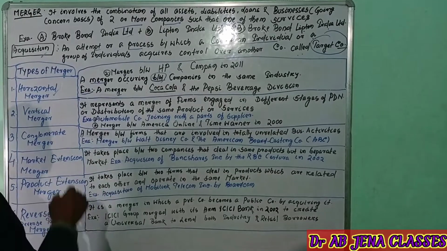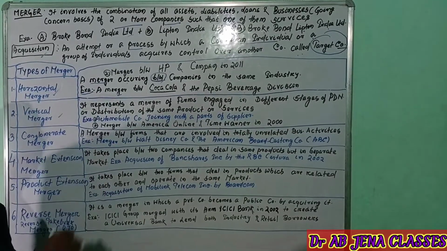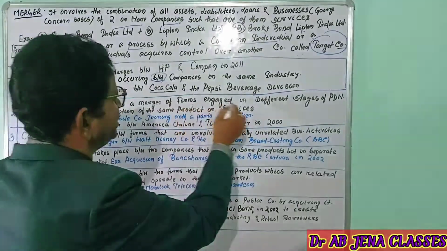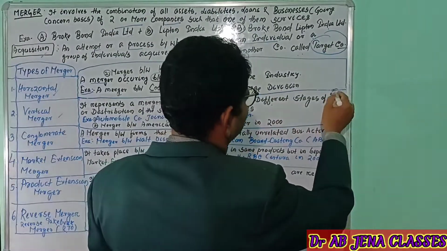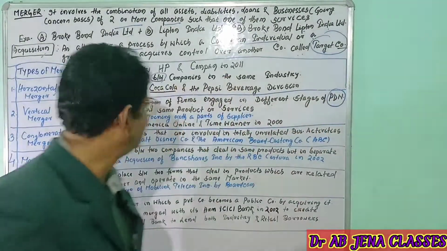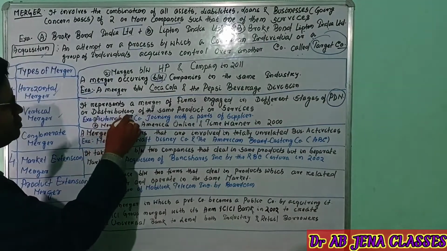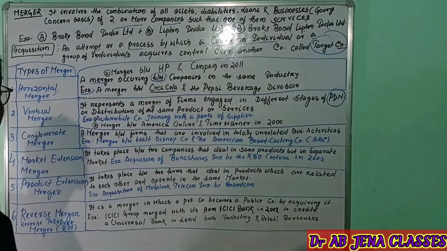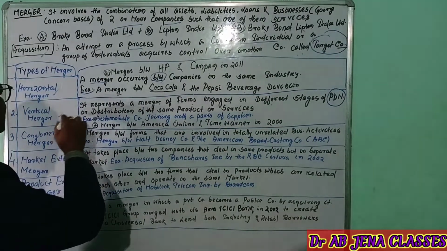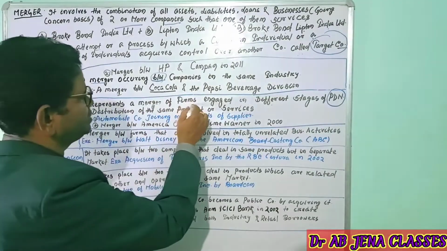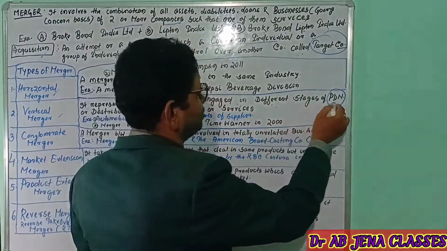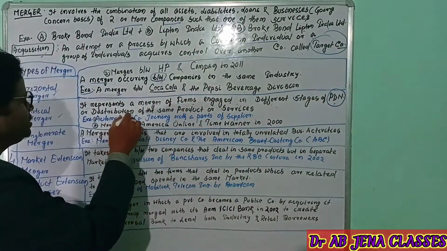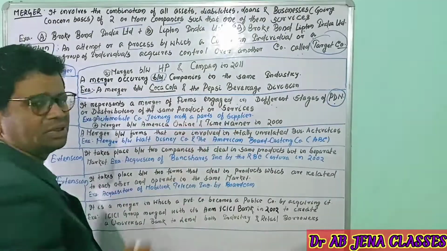In the same line, what is a vertical merger? Vertical merger represents a merger of firms engaged in different stages of production or distribution of the same product or services. Once again I am repeating, vertical merger represents a merger of firms engaged in different stages of production or the distribution of the same product or the services.